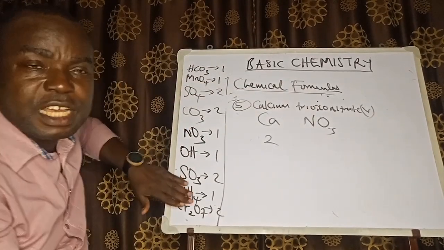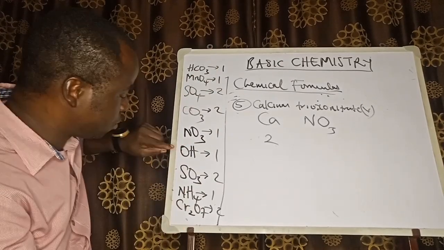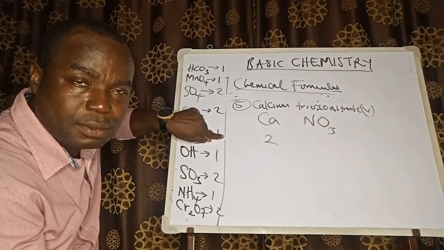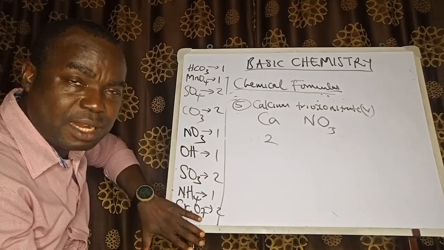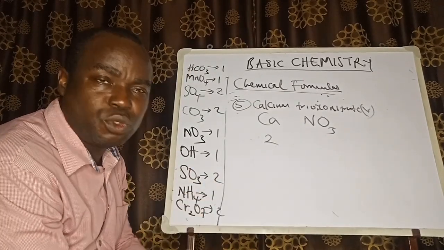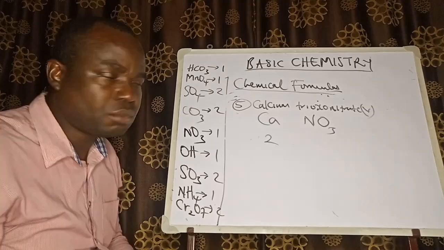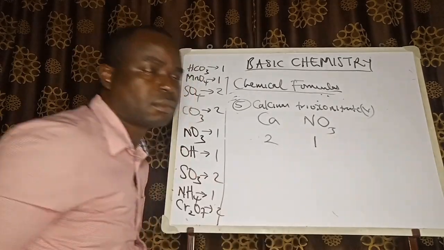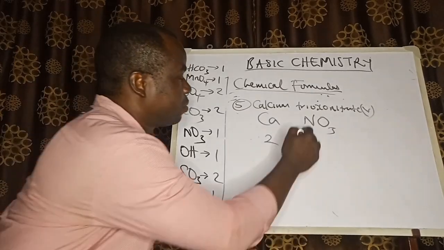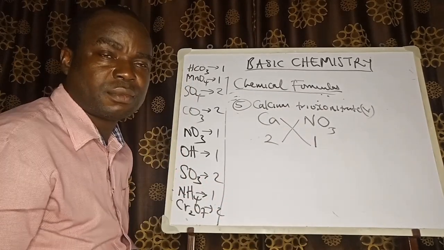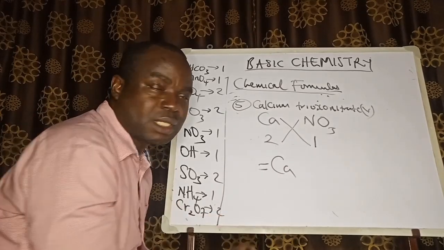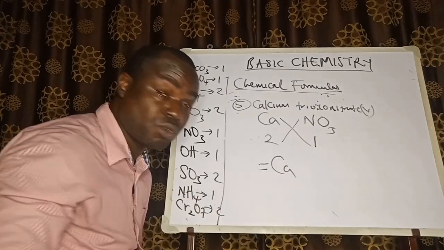NO3, now, if you check it here, the valency is 1. Look at it here. The valency is what? 1. So make a copy of these radicals. Have these valencies in your head, so that anytime you need them, you can bring them out. They don't change. So this one is 1. Okay, so we switch. Right? Now we have Ca1, but you don't need to write the 1.